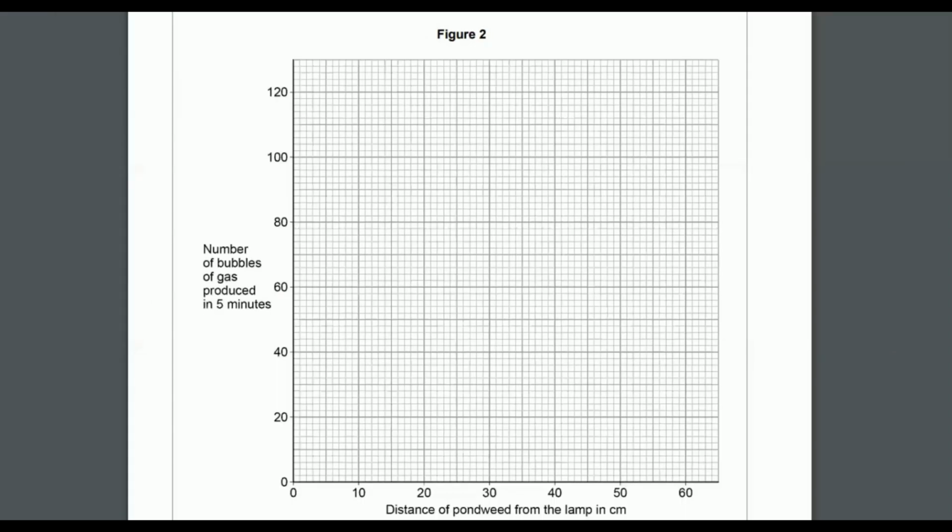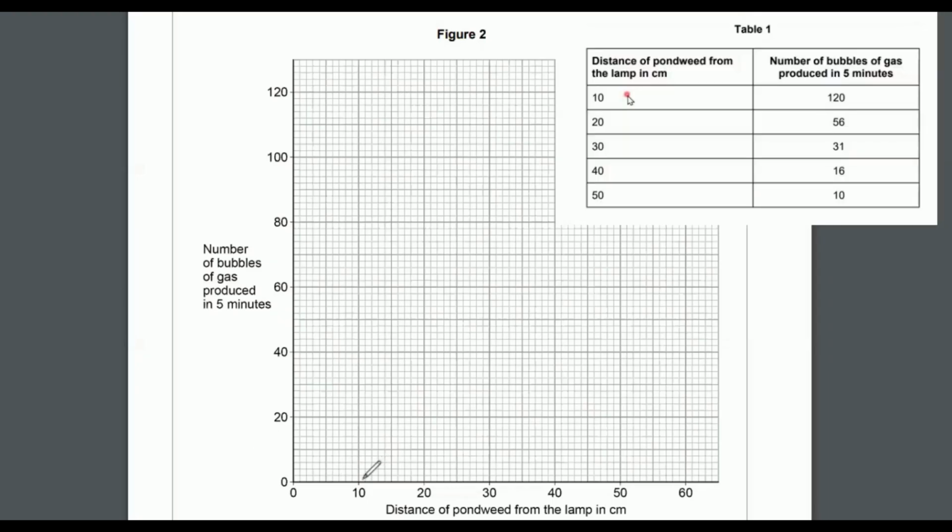Okay, what we need to do here is plot the data from the table. So our first one, distance is 10, really clear and easy to see on this table, and 120. So we're going to put our first dot there. We're then going to go to the next distance, which is 20, and we're going to go up to 56.